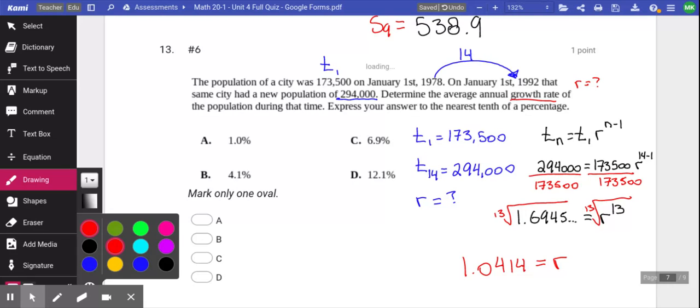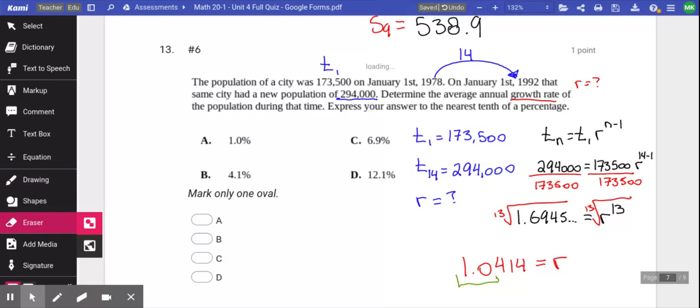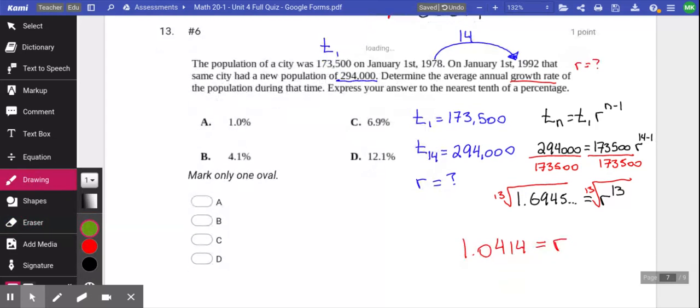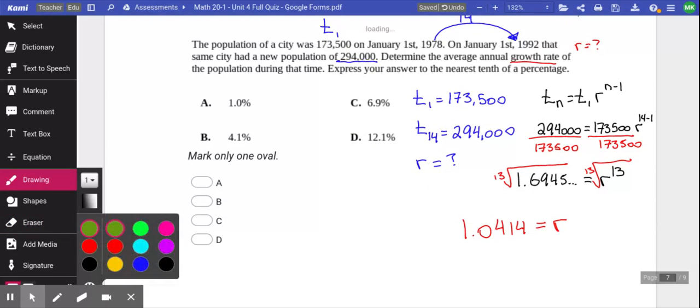If I look, none of those answers match up. The reason none of them match up, sometimes people will pick A because they'll see 1.0 and they'll think that's right. That's actually not correct. When you're looking at a rate like this in a question, this 1 represents 100%. This 0.0414 equals your growth. So that's 100% of the population and then plus that growth. So my answer is actually 0.0414. If you change that into a percentage, it's 4.1%.